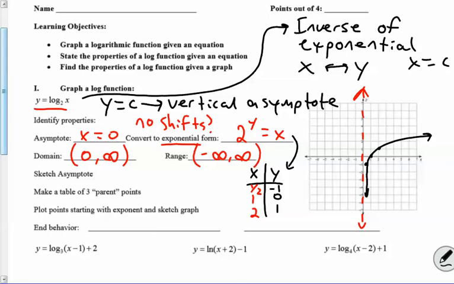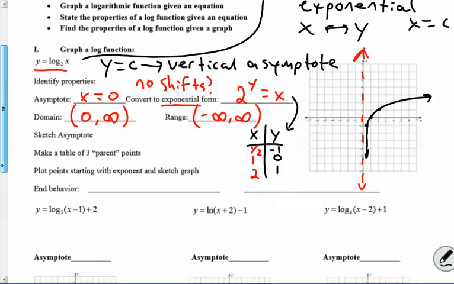That's the parent function, log base 2 of x. Okay? So this is the graph of that function. Now, let's look at the end behavior. So this is a little different. The graph is always going to approach the asymptote.